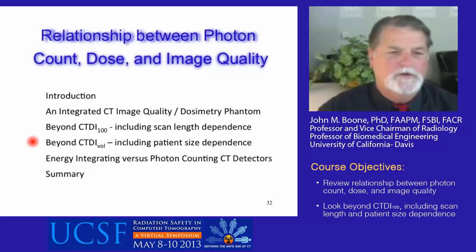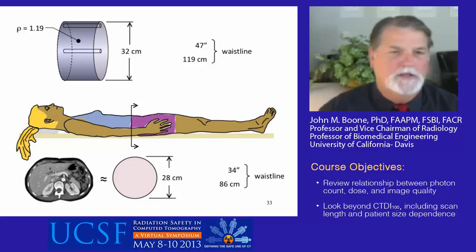So now we address the patient diameter dependence of CT dose, and slide 33 illustrates the situation. The CTDI vol is really measured on a very large polymethyl methacrylate phantom, which is 32 centimeters in diameter and has a density of 1.19. This is equivalent of a person with a 47-inch waistline, someone over 300 pounds.